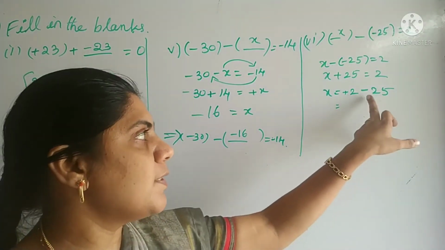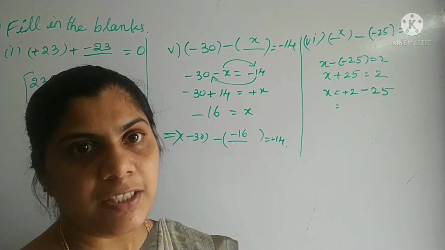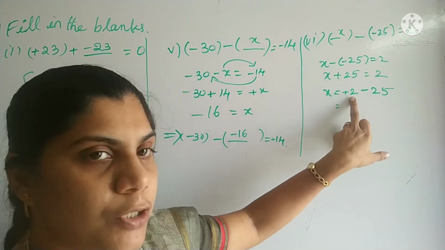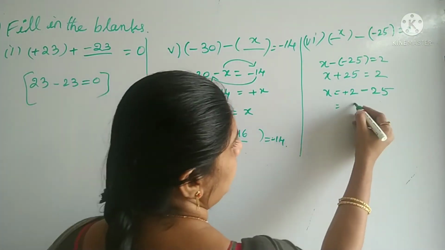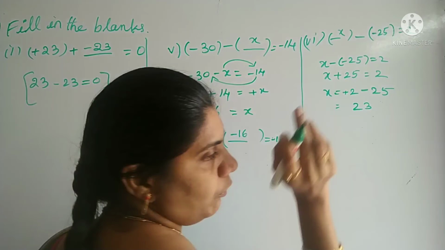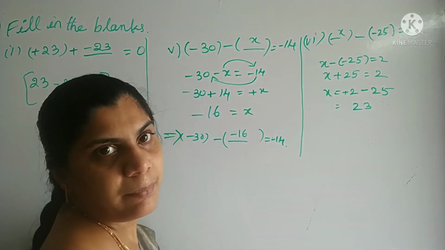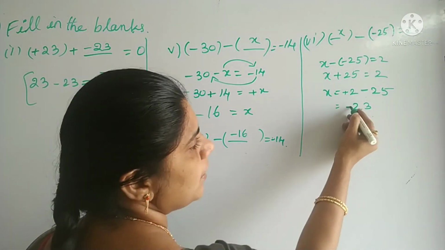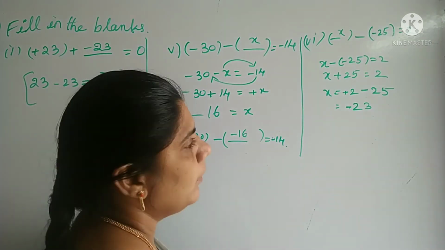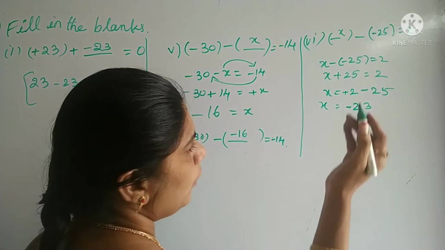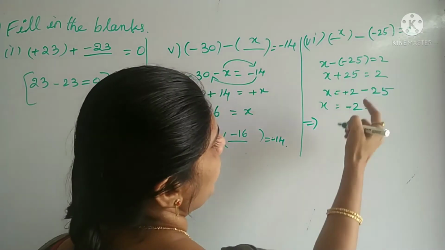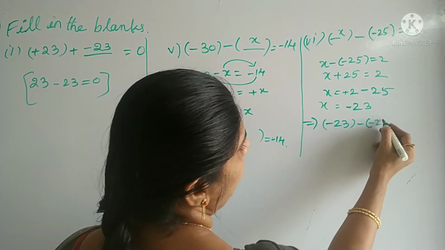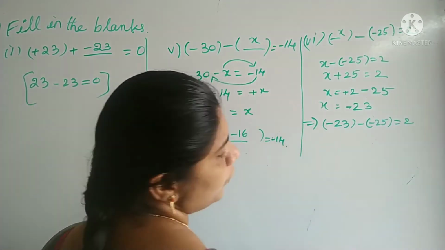If you have opposite signs, you can do the subtraction. For the sign, you have to give the bigger number's sign. So from 25, subtract 2, what do you get? 23. After finding 23, now look at the sign. What is the bigger number's sign? Minus is there. Minus 25, before it you have minus. So keep minus in front of 23. Now your x value is this. Now write down your final answer. In place of x, replace minus 23. Minus 23 minus of minus 25 will be equal to 2 here.